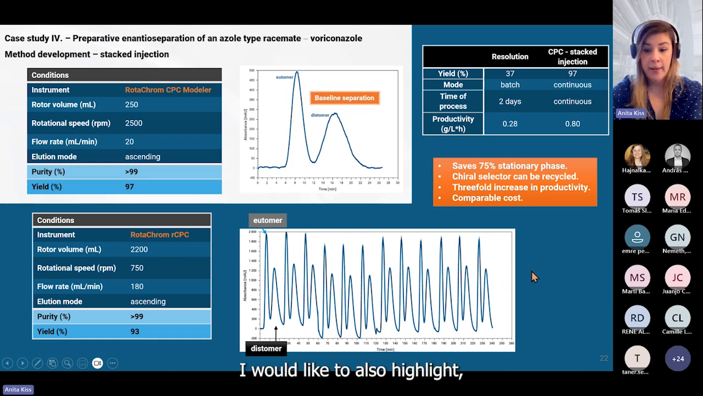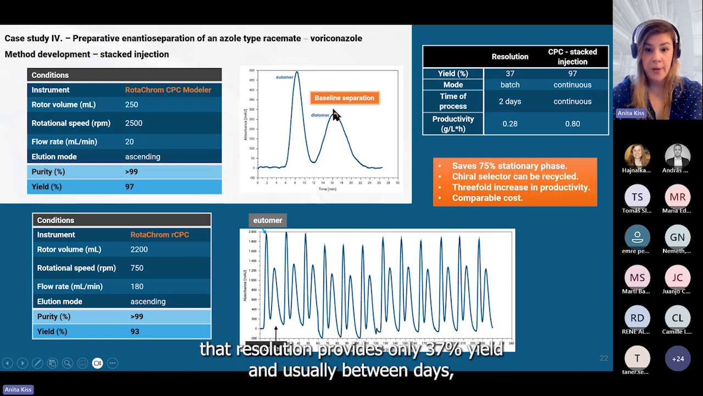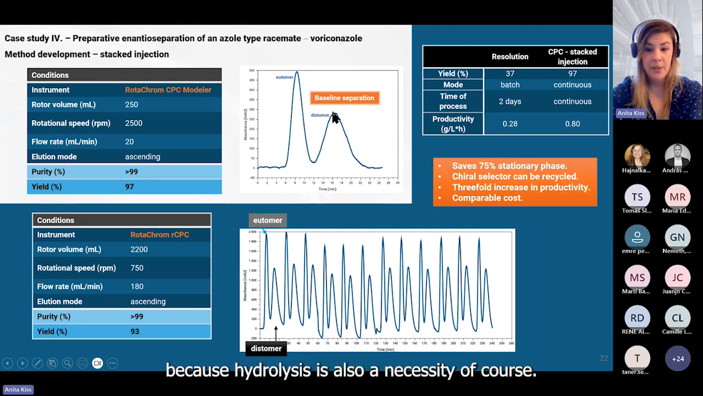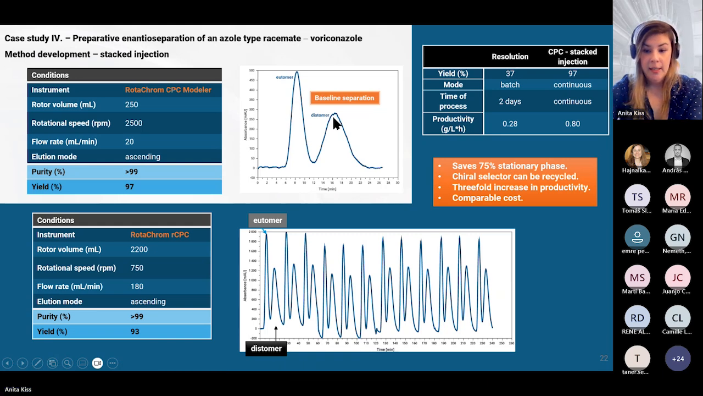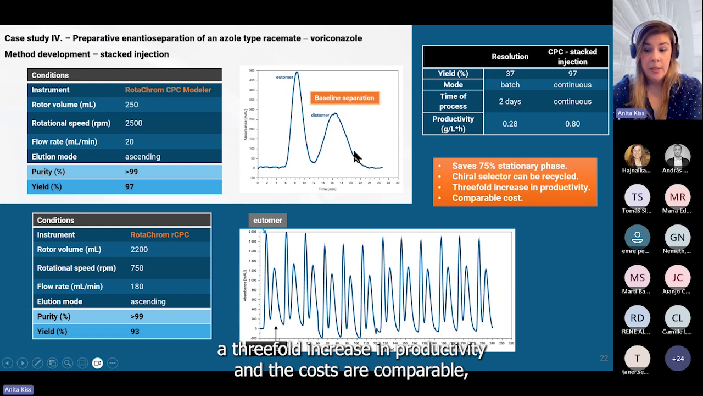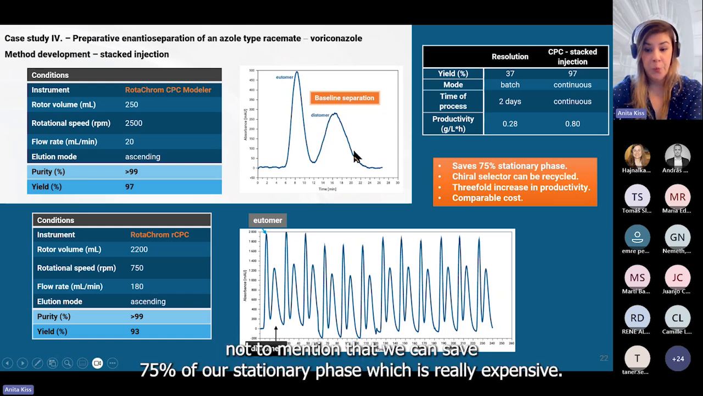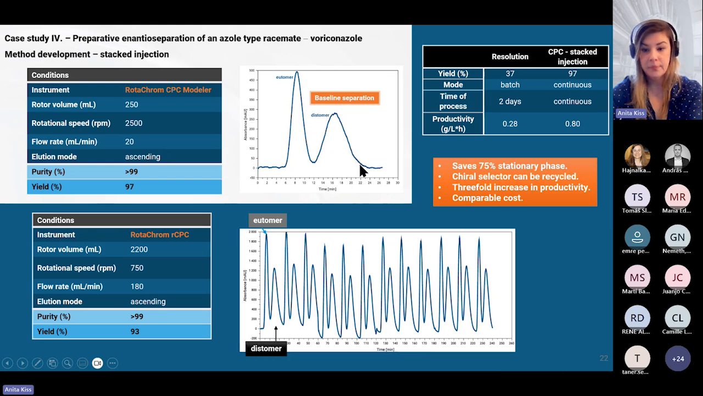I'd like to also highlight that resolution provides only 37% yield, and usually within days, because hydrolysis is also a necessity, of course. With our developed method, there is a threefold increase in productivity, and the costs are comparable, not to mention that we can save 75% of our stationary phase, which is really expensive. And we can even recycle it.